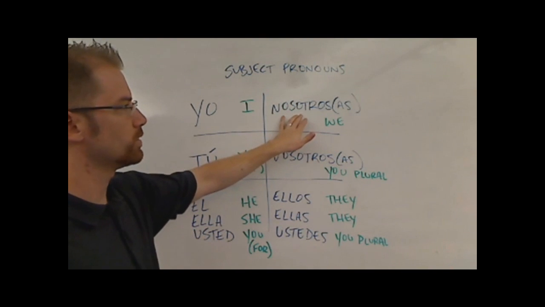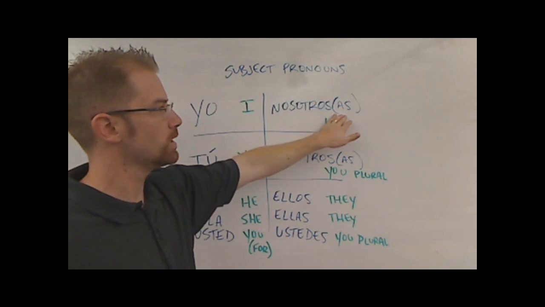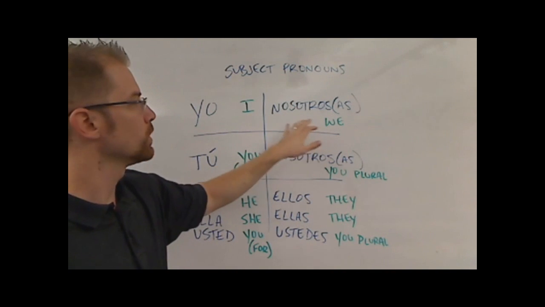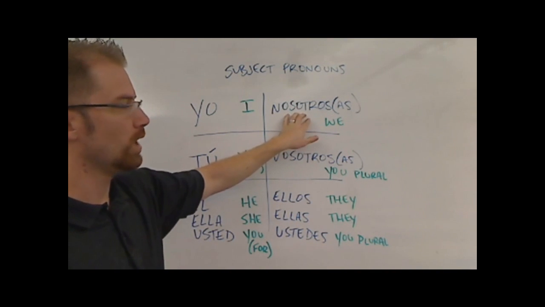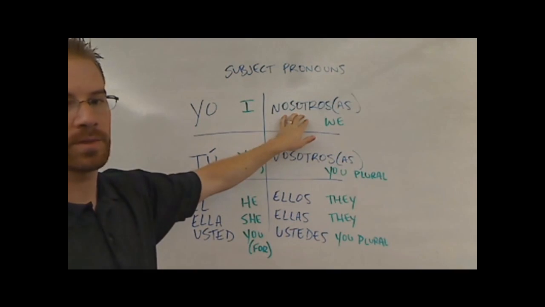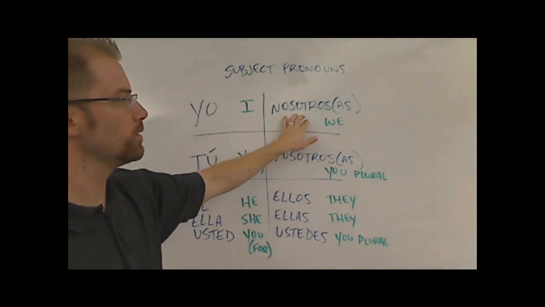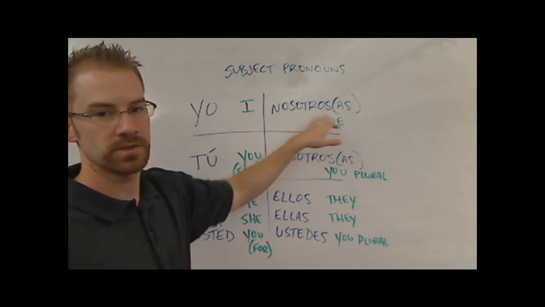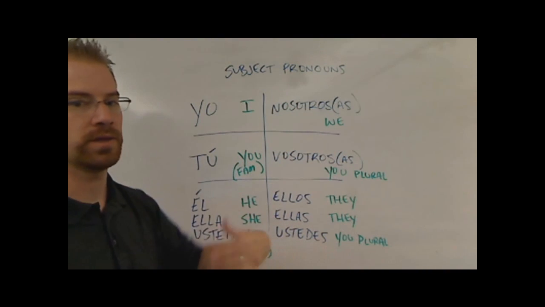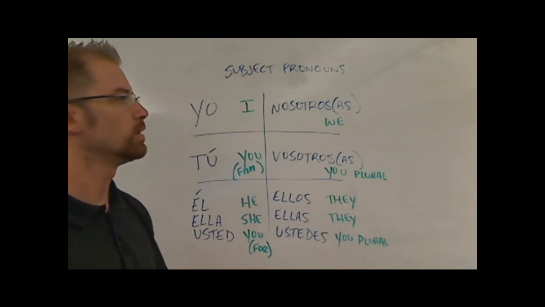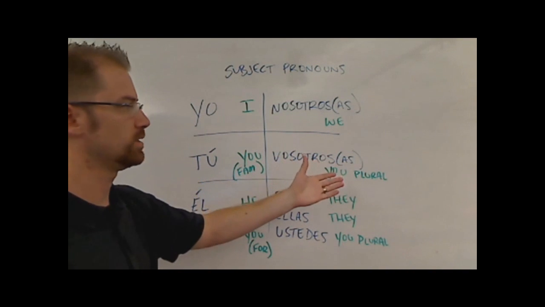Over here we have the word nosotros or nosotras, and those both mean we. Nosotros can be a group of guys saying we, or it could be a group of guys and girls saying we. Nosotras is just for girls, so if just a group of girls are together and they want to say we're going to the store, they would say nosotras, etc.